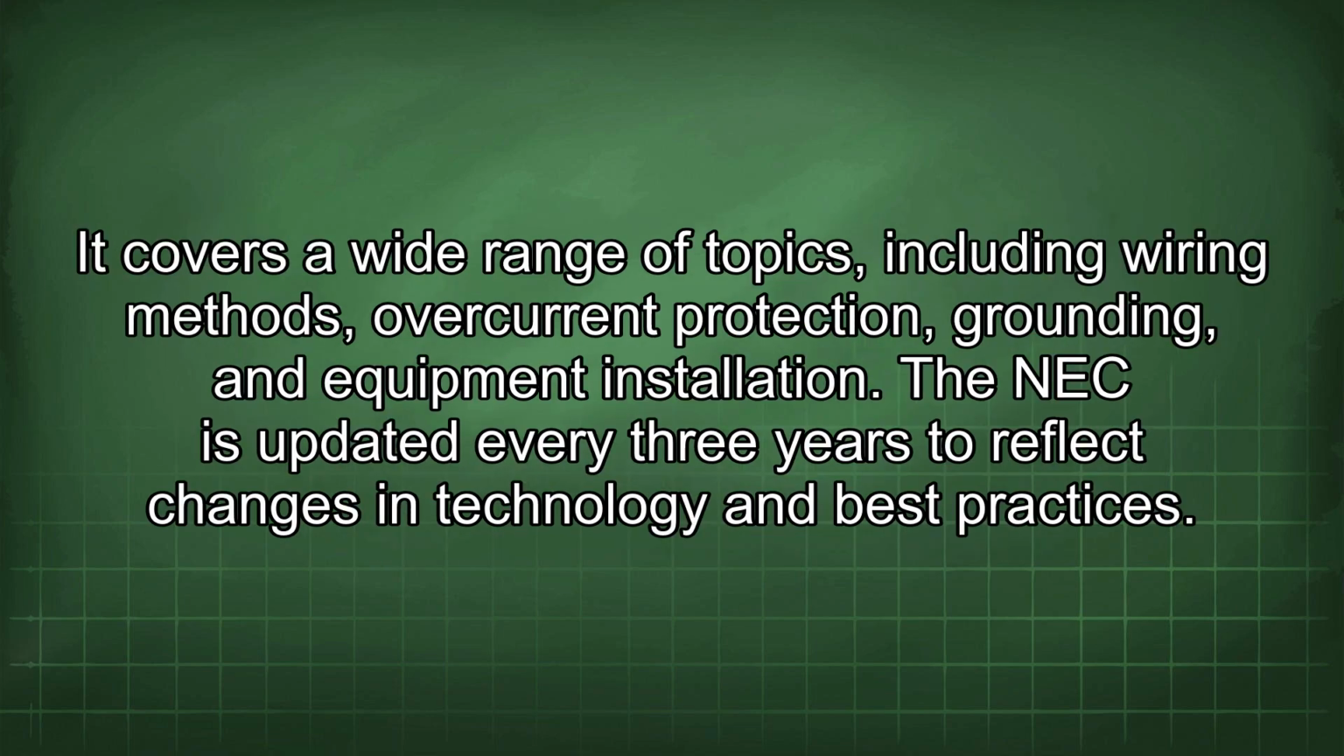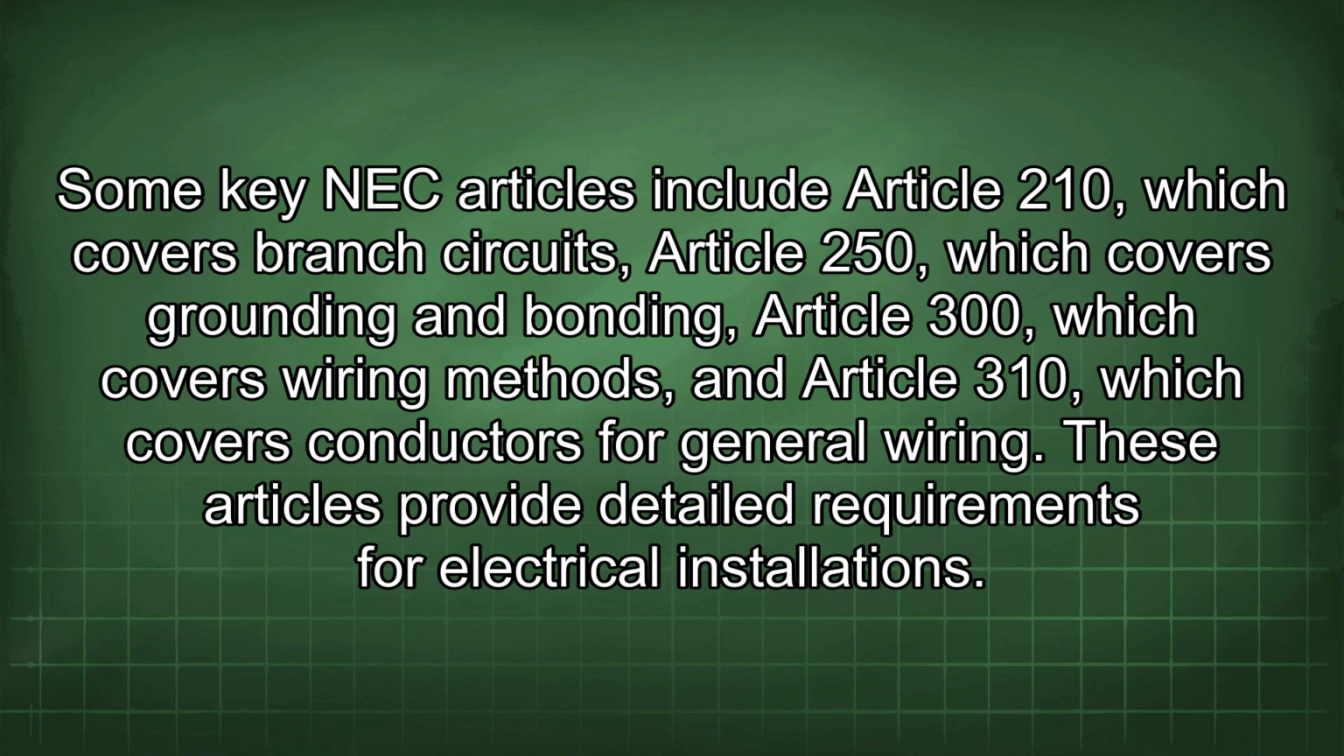It covers a wide range of topics including wiring methods, overcurrent protection, grounding, and equipment installation. The NEC is updated every 3 years to reflect changes in technology and best practices. Some key NEC articles include Article 210, which covers branch circuits, Article 250, which covers grounding and bonding, Article 300, which covers wiring methods, and Article 310, which covers conductors for general wiring. These articles provide detailed requirements for electrical installations.